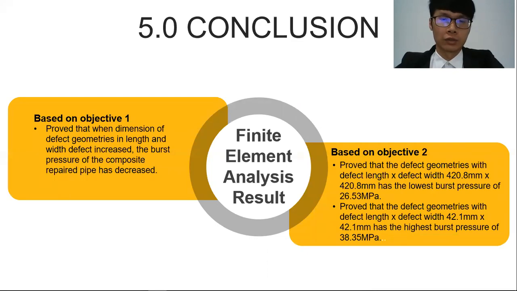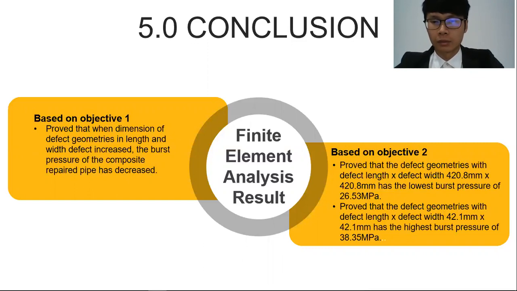And the last is my conclusion. There are two main conclusions based on my two objectives. The conclusion based on objective one proves that when the dimensions of defect geometry in length and width increase, the burst pressure of the composite repair pipe decreases. And the conclusion based on objective 2 proves that the defect geometry with defect length times defect width of 420.8 millimeter times 420.8 millimeter has the lowest burst pressure of 26.53 megapascal. This is the largest defect geometry.